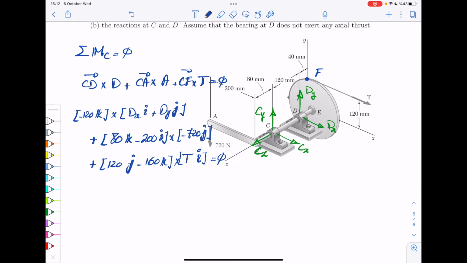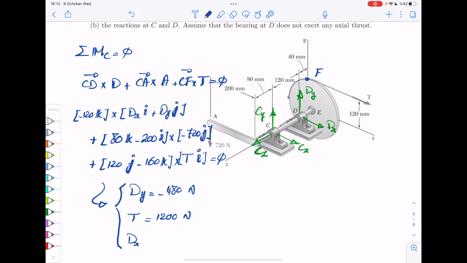So if you just look at what is in front of you, it's three unknowns here, and again, 3 equations, in x, y, z. So if you do the cross products correctly, I'm not going to write it down because it's just calculations. But if you do it right, from these 3 equations, 3 unknowns, you can get immediately dy is minus 480 Newton. T is 1200 Newton. And dx is minus 1600 Newton.